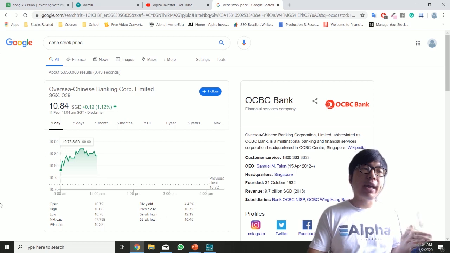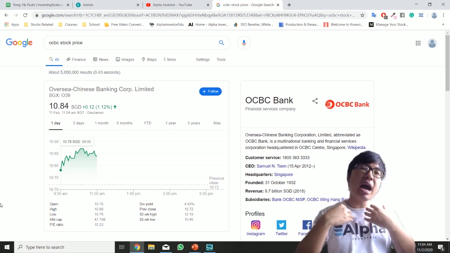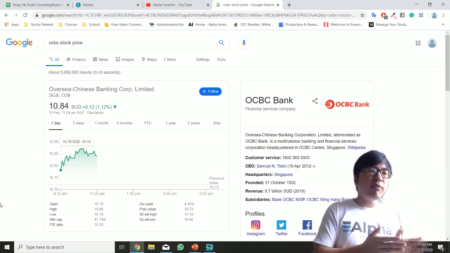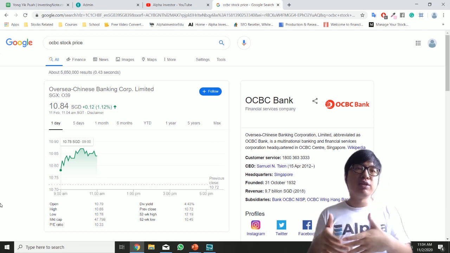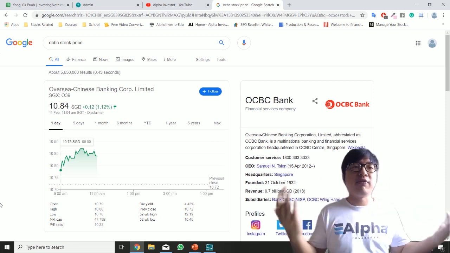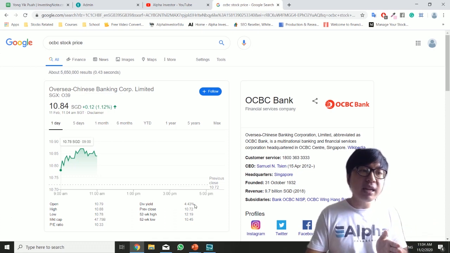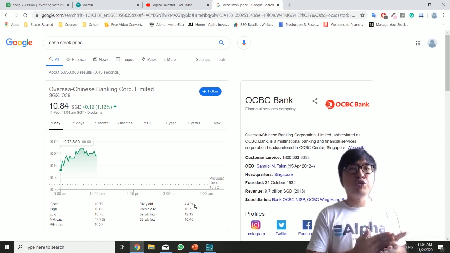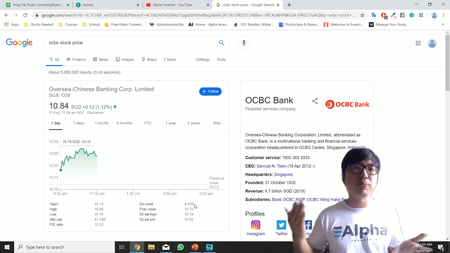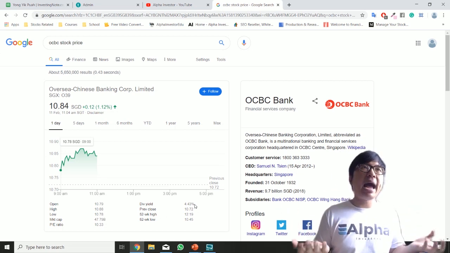So for example, we look at OCBC, a stock that we all are aware of. It has a PE ratio of 10.33. So this is good and we can actually look towards investing in it. And on top of it, there's a huge bonus whereby the dividend yield is 4.43%. Okay, 4.43%. So it's actually higher than CPF lah.